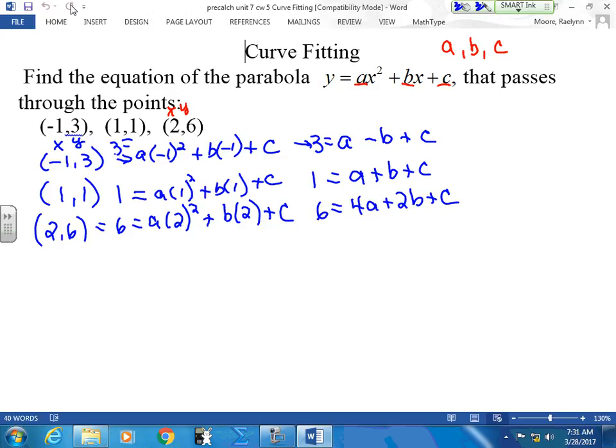Okay, so we have 3 equations, 3 variables. And now all we need to do is work our systems of equation magic. So we can call this equation 1, equation 2, equation 3. What would you like to eliminate? B. B works out kind of nicely here, right? So we're going to take equations 1 and 2, and we're going to eliminate the B.